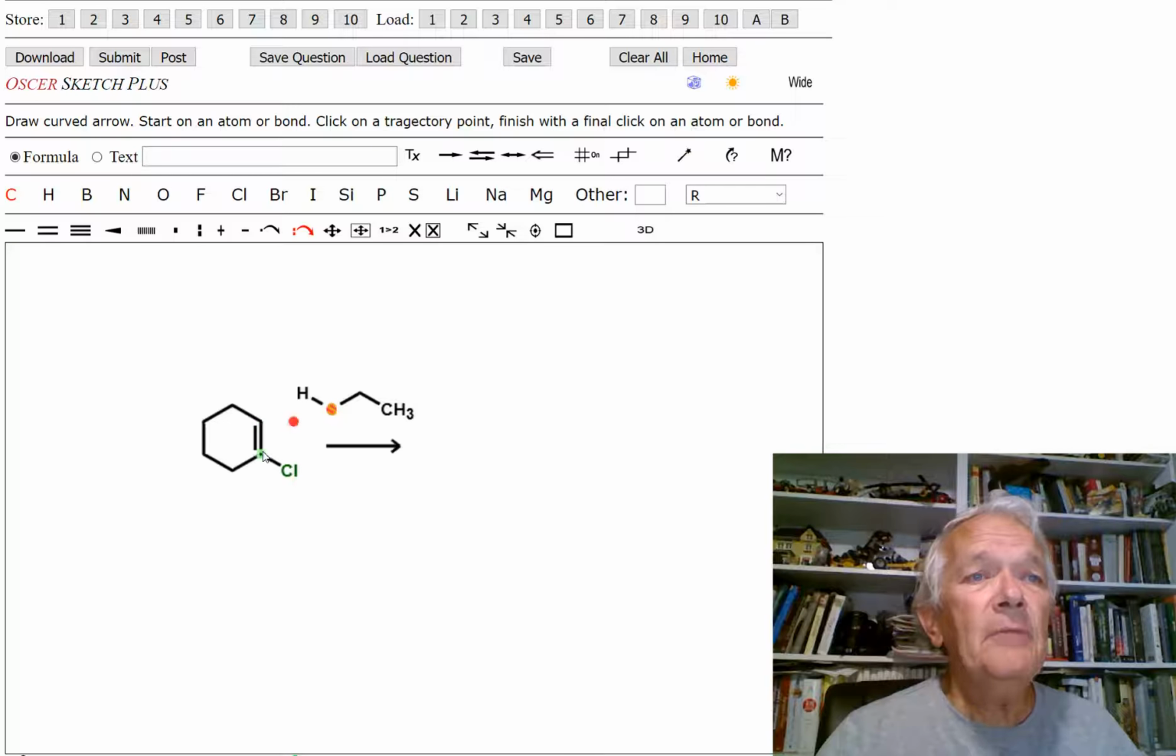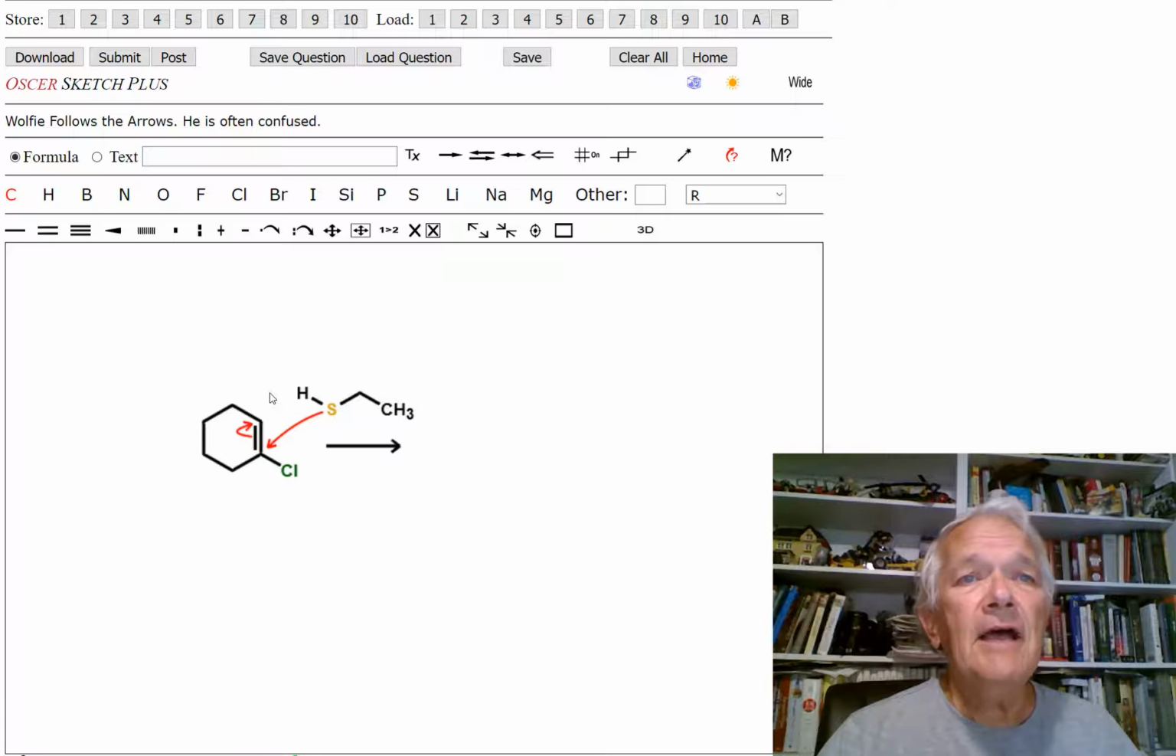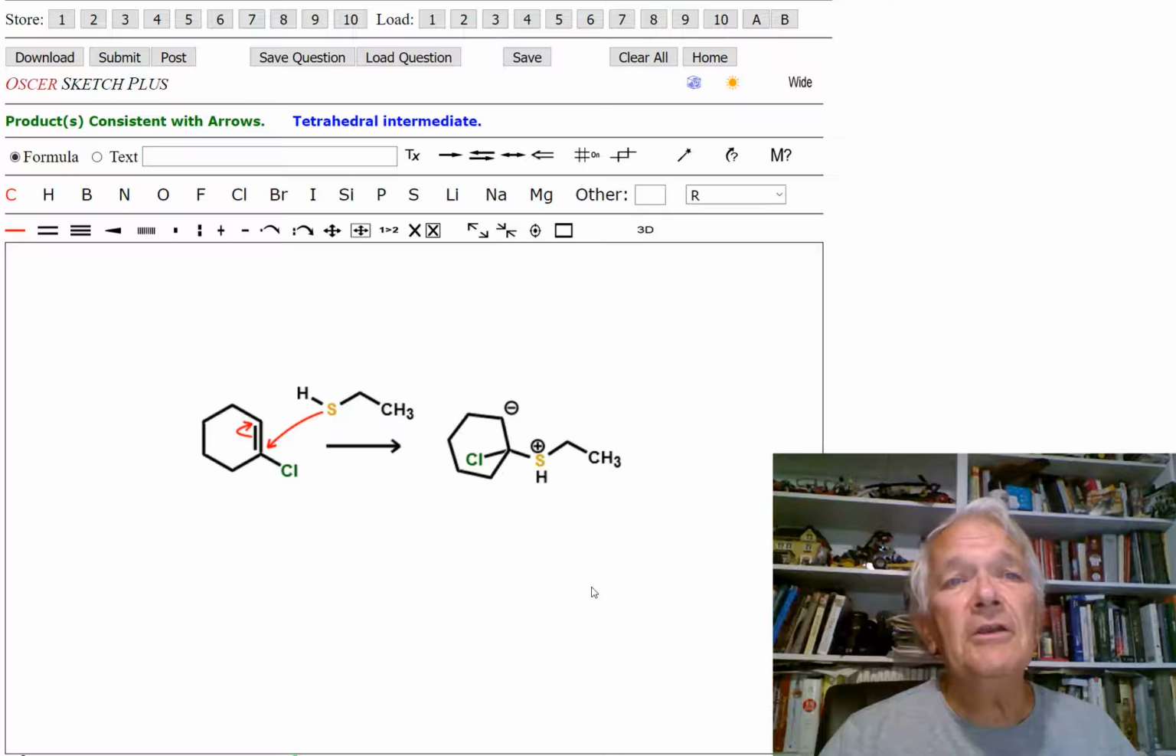And so what kind of intermediate are we going to get? Well, we can't just do that. We've got to put that negative charge someplace. So where do we put the negative charge? Well, we just have to put it on the other carbon. So this would be our intermediate. And how does this look? Well, it doesn't look good at all.